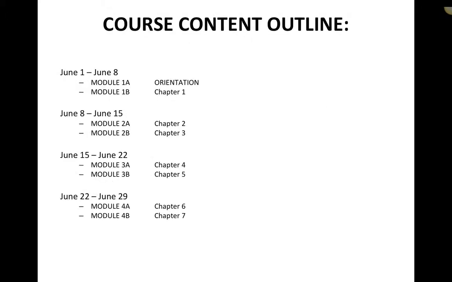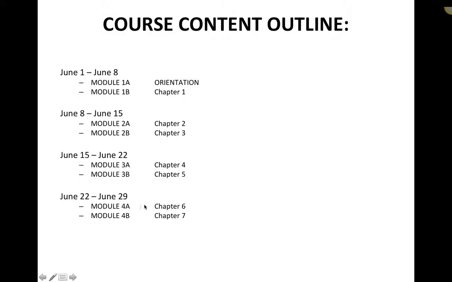The course content is split into eight weeks. The first 4 weeks will cover 2 modules a week. This first week we'll look at an orientation in Chapter 1 on data, definitions, and collection techniques. The second week, we'll look at Module 2A and 2B, which cover the graphical representation of data and the descriptive statistics of data. Third week, we'll look at Module 3A and 3B, which cover probability and discrete probability distributions.